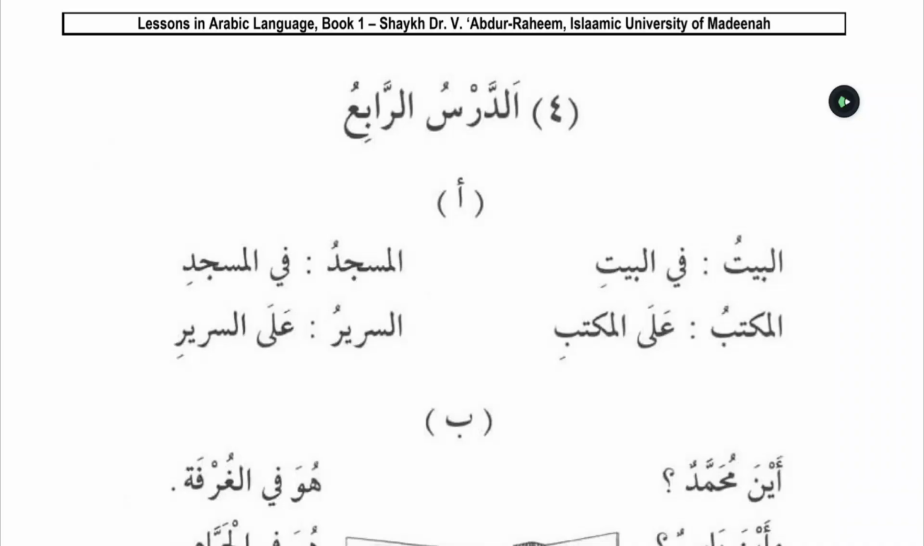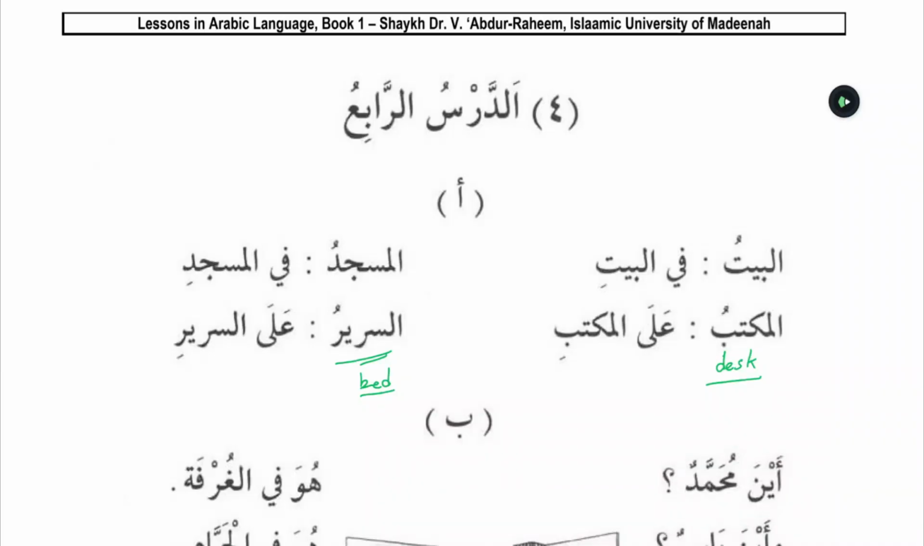المكتب, مكتب means desk. Perhaps you haven't come across that yet, but that's what مكتب means. على المكتب, on the desk. السرير means the bed. على السرير means on the bed. Now you'll notice over here that the alif lam has entered upon sarir and therefore it's specific. It's not just any bed, it's the bed.